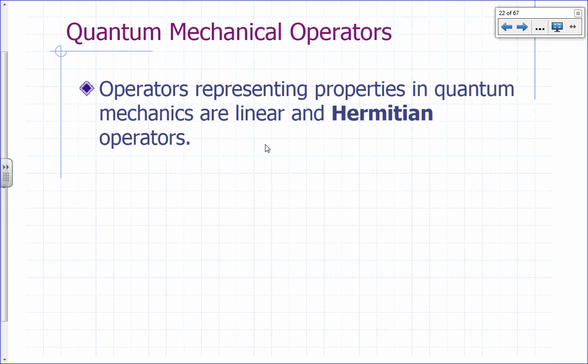All right. So let's talk about quantum mechanical operators now. Quantum mechanical operators must be linear. The operators that we use in quantum mechanics to represent properties, remember we said at the beginning that for every property of a system, there's a corresponding operator. Those operators must be linear and they must be Hermitian. We already know what a linear operator is. What's a Hermitian operator?